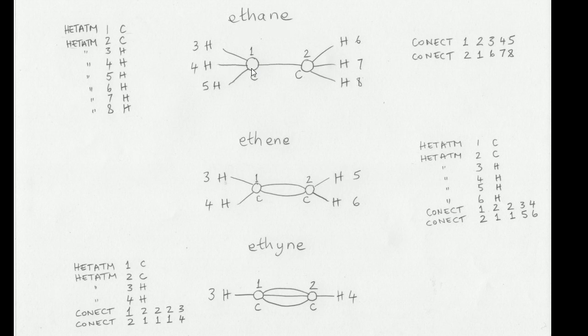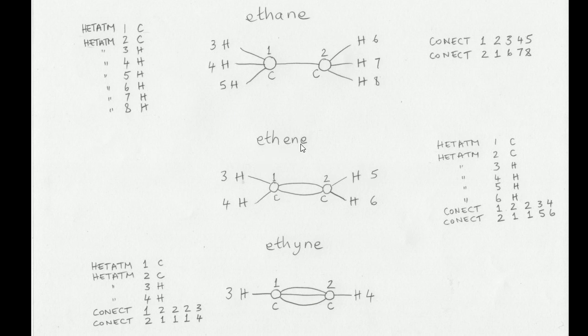I'm going to look at three molecules that have two carbon atoms bonded with hydrogen atoms. Ethane that has a single bond between the carbon atoms, ethene that has a double bond, and ethyne that has a triple bond between the carbon atoms. Looking at ethene first, there are two carbon atoms connected to four hydrogen atoms, so we need the 3D coordinates of 6 atoms.